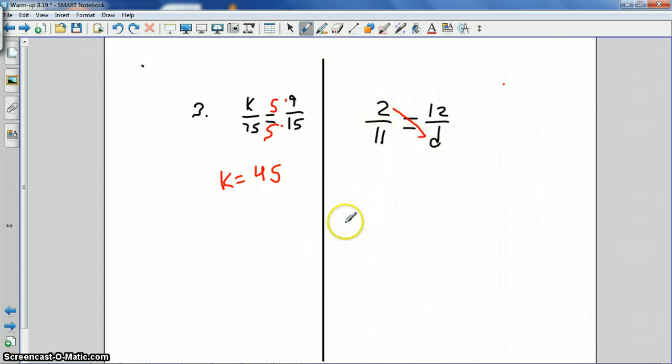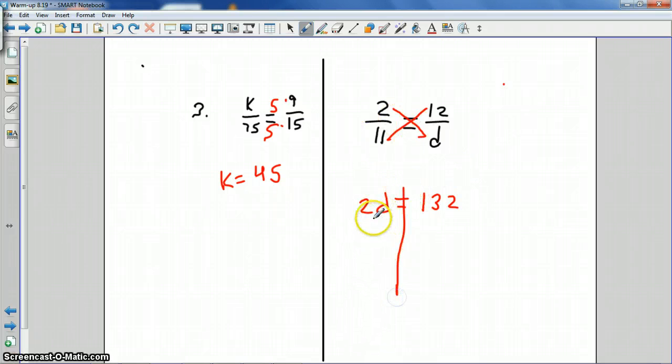So 2 times d is 2d. And then you have 12 times 11. 12 times 11 is, I believe, 132. And then we have just a one-step equation here. So the inverse of multiplication is division. We're going to divide both sides by 2. And d equals 66, I believe. And we're done with that one.